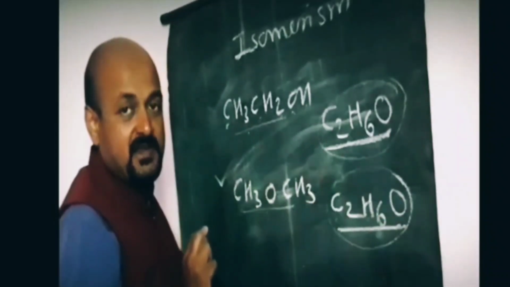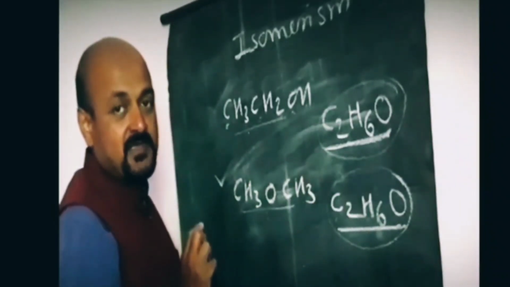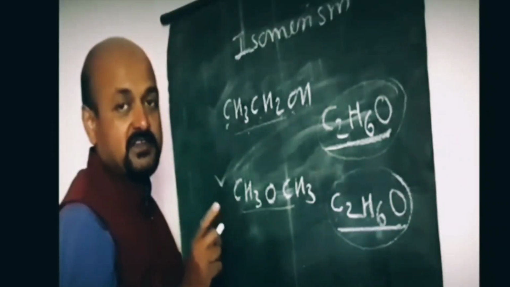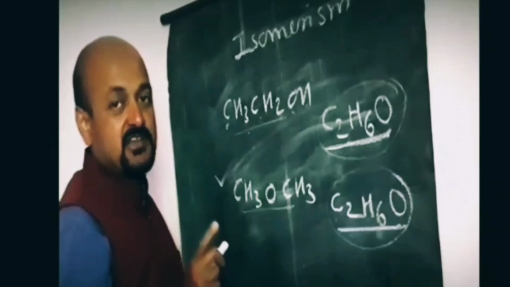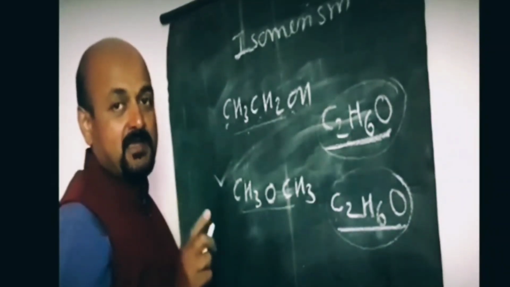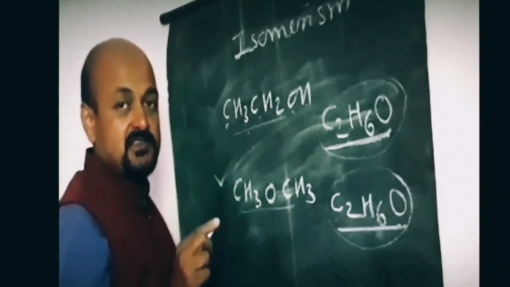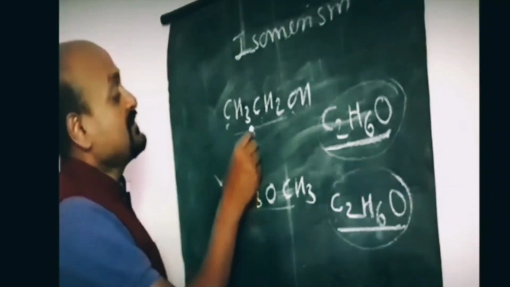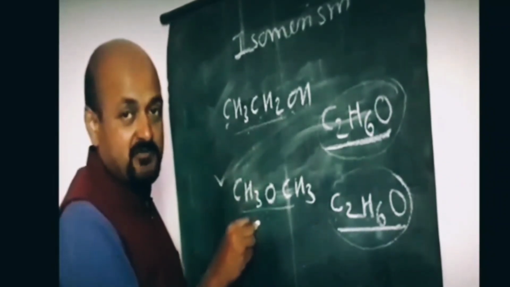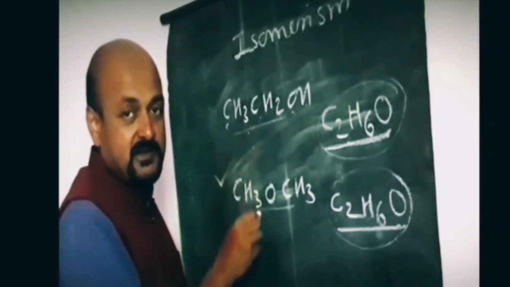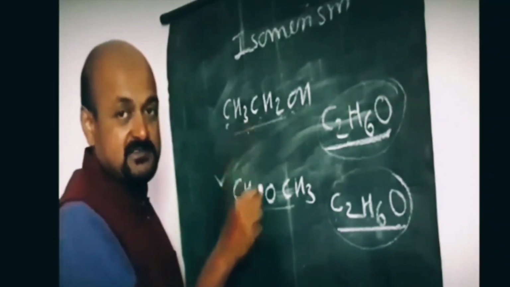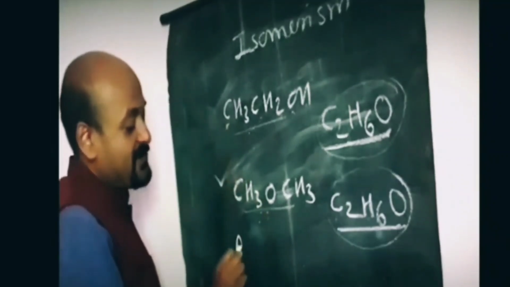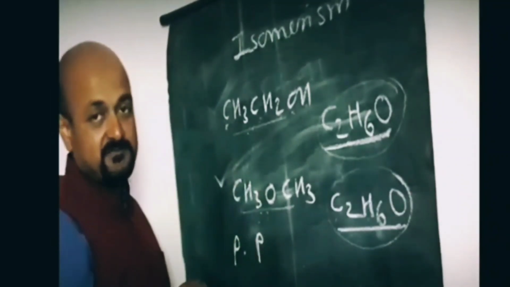Now what about physical and chemical properties? As you know, melting point, boiling point, refractive index, viscosity, density, these are all physical properties. Whereas chemical properties means how these molecules react. Okay, now let us discuss. These 2 compounds are having different physical properties. That means here boiling points are different, then viscosities are different, densities are different. That means these 2 are having different physical properties.